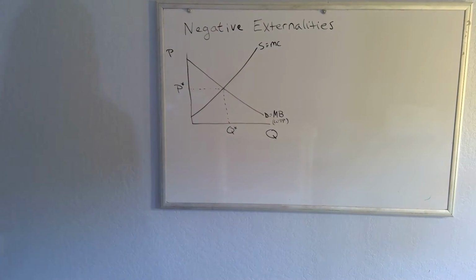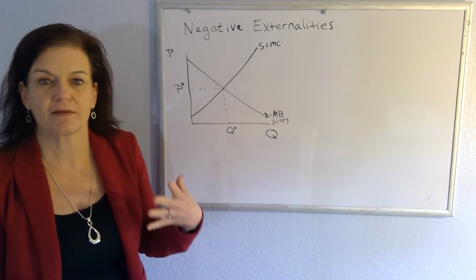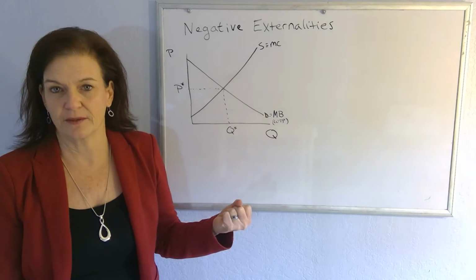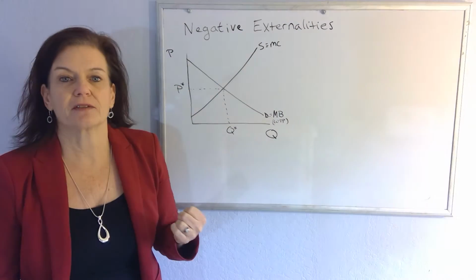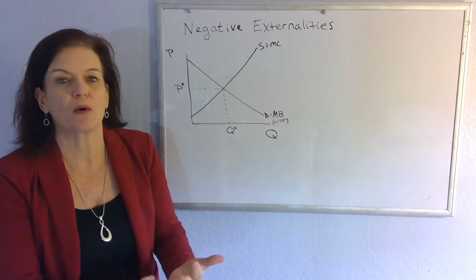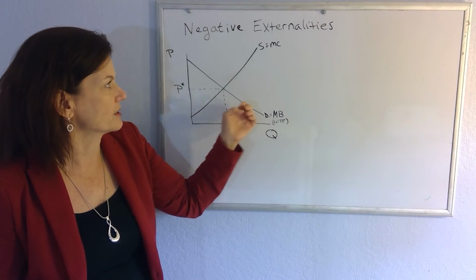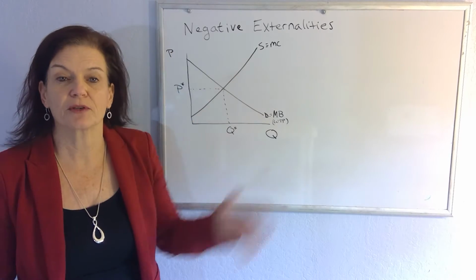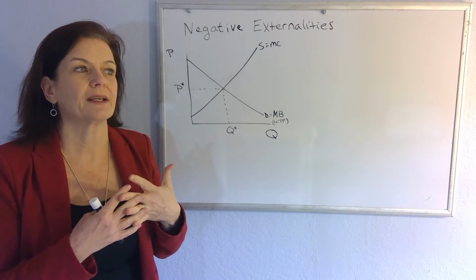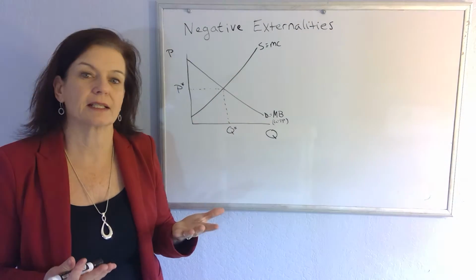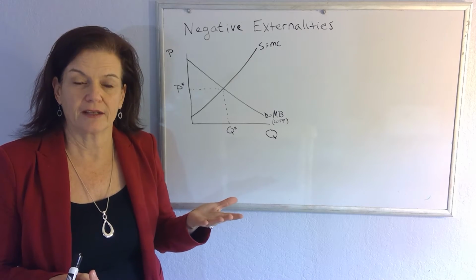So we know from our reading that an externality is a cost or a benefit imposed on somebody outside the market, right? So a negative externality is a cost that is borne by somebody who's not even part of the market. So not the person making the decision to buy, not the person making the decision to produce, but somebody else. So like secondhand smoke is a classic example of a negative externality.